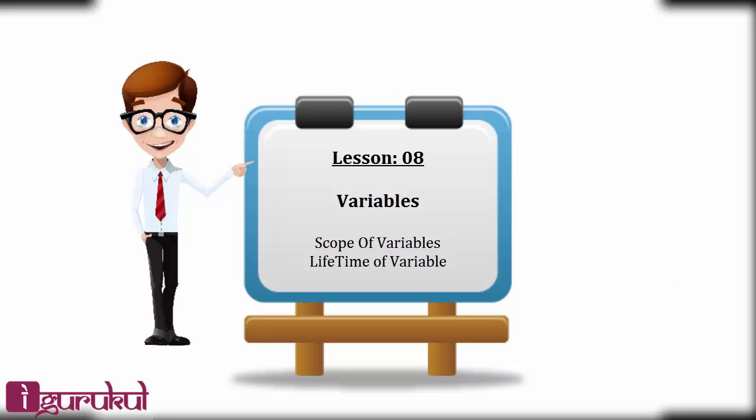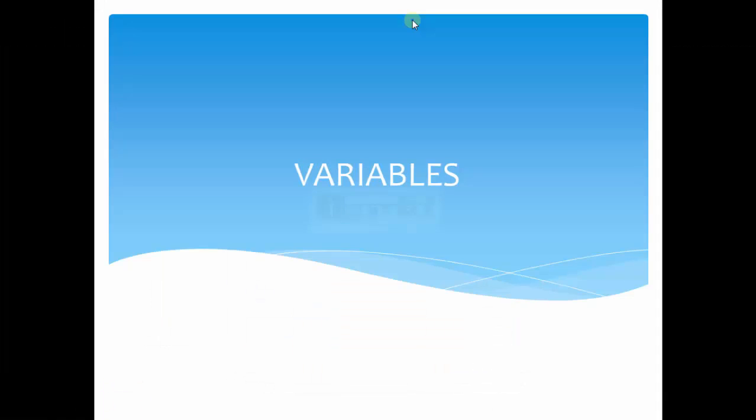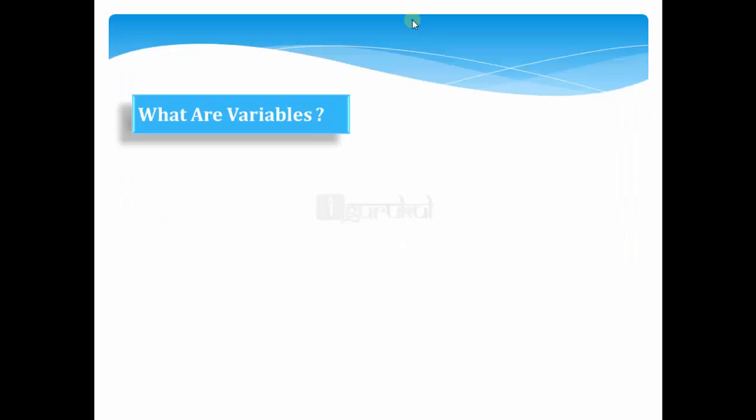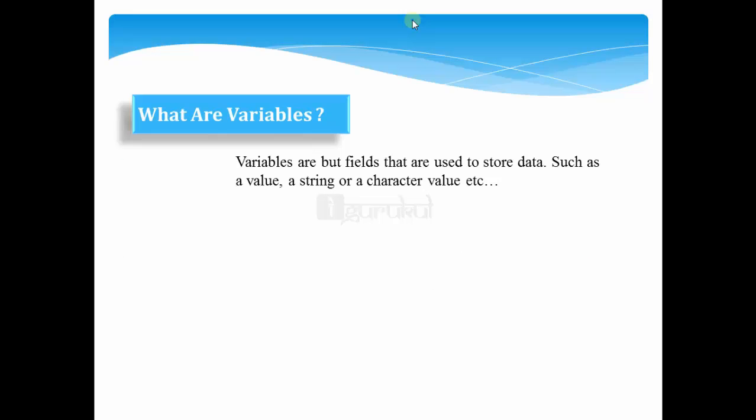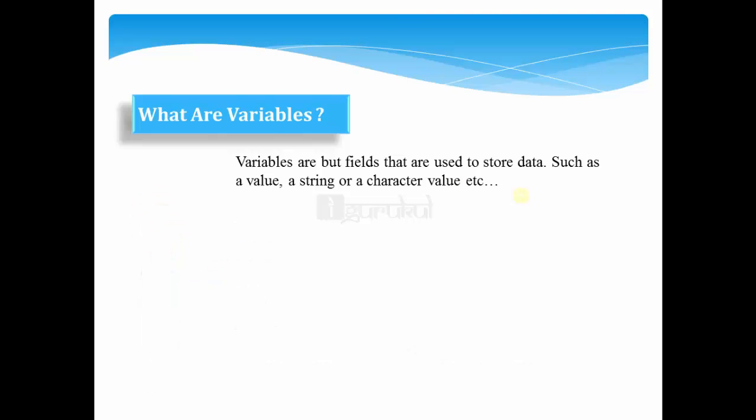In this tutorial, we will learn about variables and what the scope of variables is. So first of all, the question arises: what are variables, and why do we actually need a variable? Variables are nothing but fields that are used to store data, such as a value, a string, a character value, etc. As we have seen in data types, I have taken a byte A and stored a value 100 to it. That means A was our variable. Similarly, we have taken many variables with different data types.